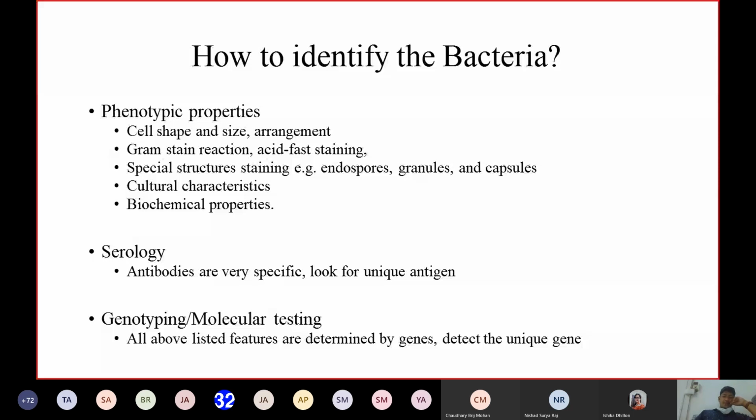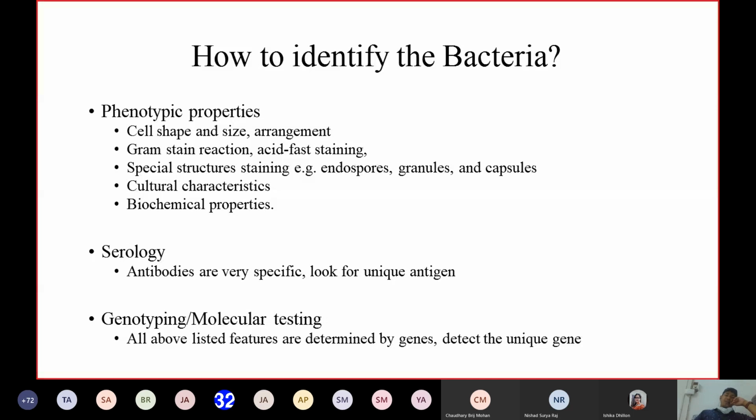So these antigens are unique to particular bacteria. Now what you have to understand is that sometimes antigens are shared among similar bacteria. Sometimes they are unique. Again, we need to find out which antigen is unique and which one is shared. If we are able to find a unique antigen for a particular bacterium, then we can identify the organism.